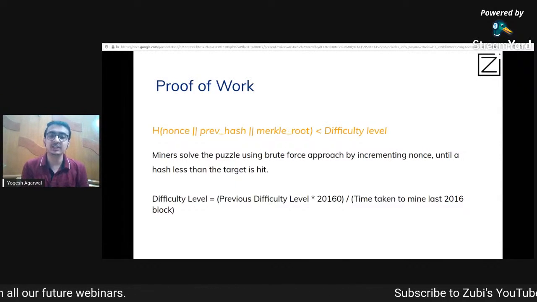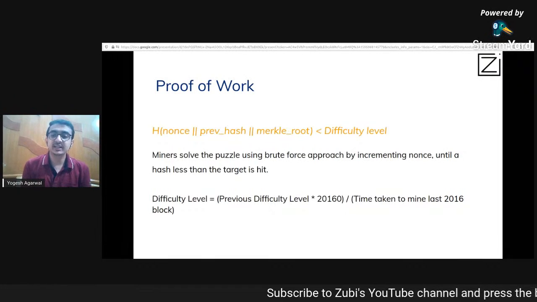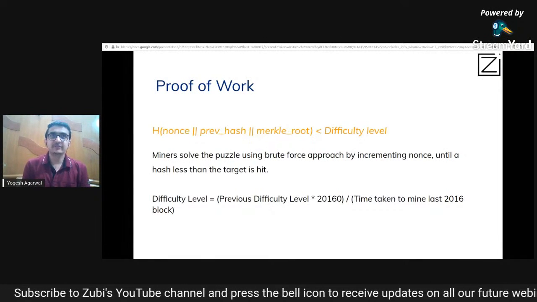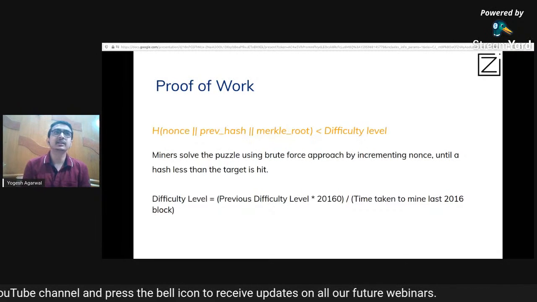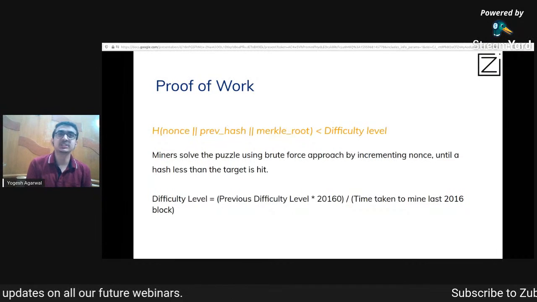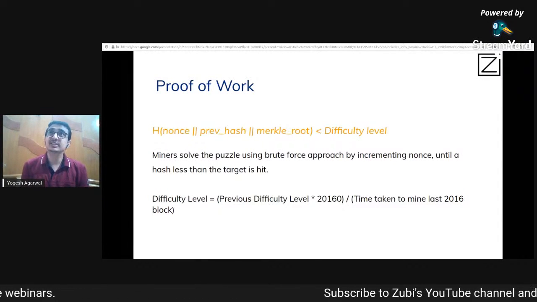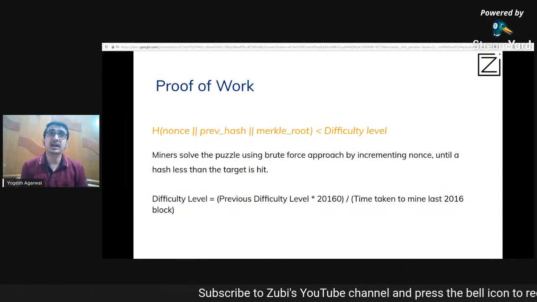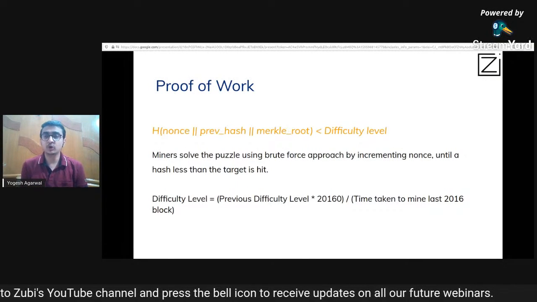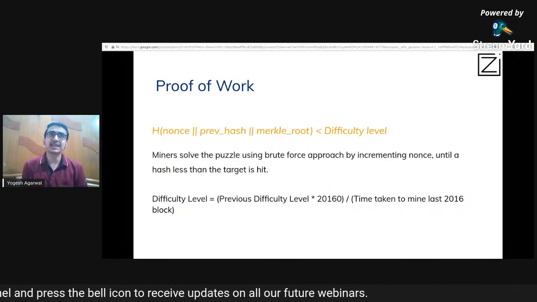And this difficulty level in Bitcoin is updated after every 2016 blocks. After every 2016 blocks, it checks how much the difficulty was in the previous blocks and how much time was taken, and it adjusts the network so that the time for every block comes out to 10 minutes. So in Bitcoin, in every 10 minutes one block is added.